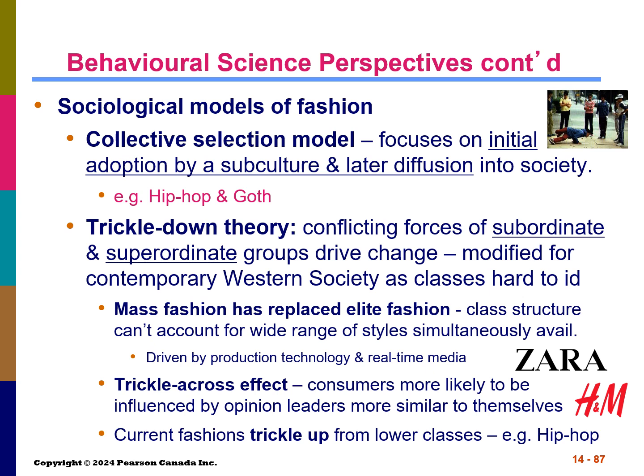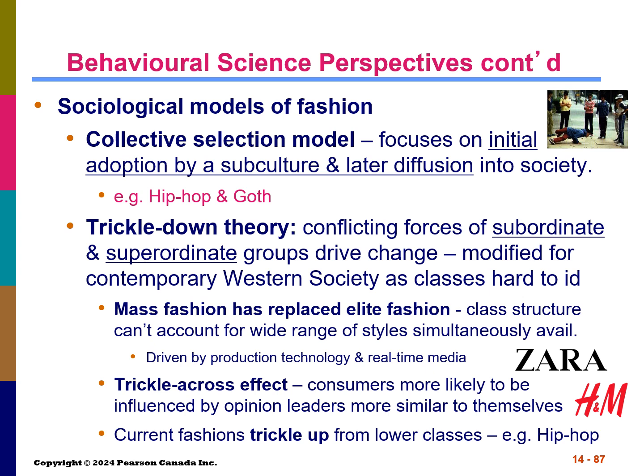In the trickle-down theory, conflicting forces of subordinate and superordinate groups drive change. Lower-class subordinate groups try to adopt status symbols of the groups above them, while the upper-class superordinate groups are constantly looking below them to ensure they're not imitated. They respond by adopting new fashions. The two processes create a self-perpetuating cycle of change.